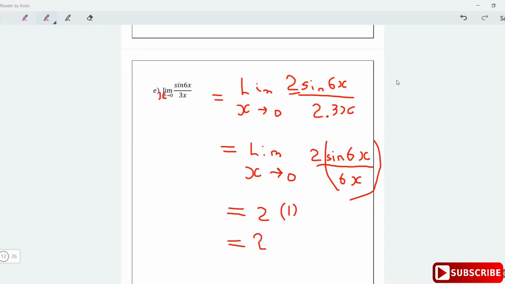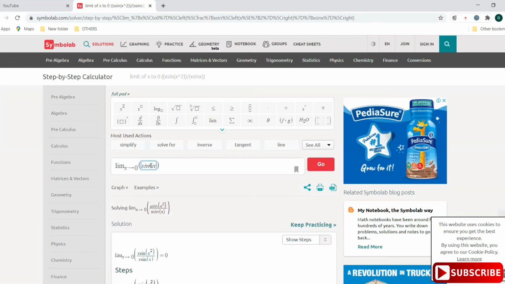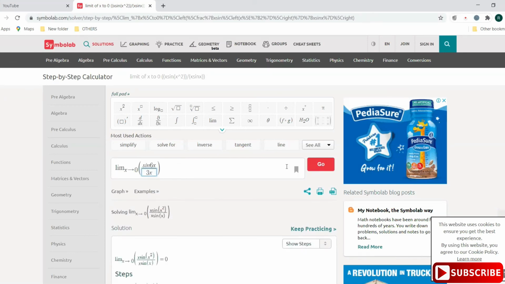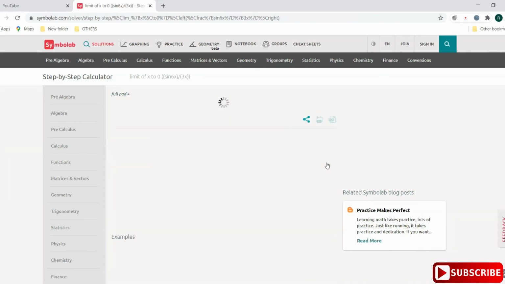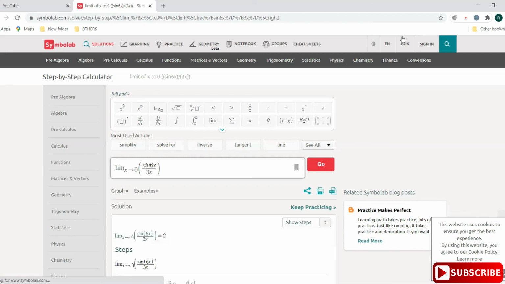Nice. It's always good when we check our answer. So sine 6x over 3x. Let us do it. Sine 6x divided by 3x. We do that, we get our 2. Easy.